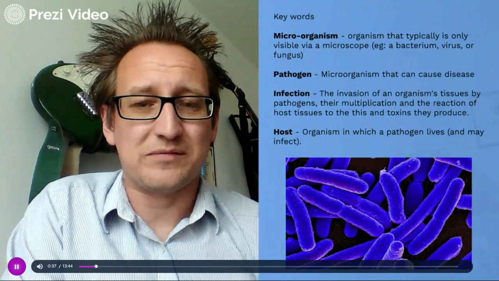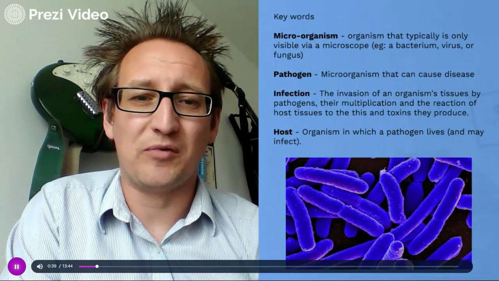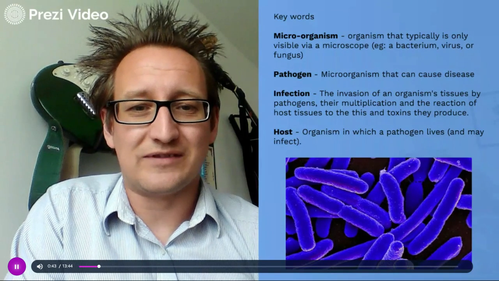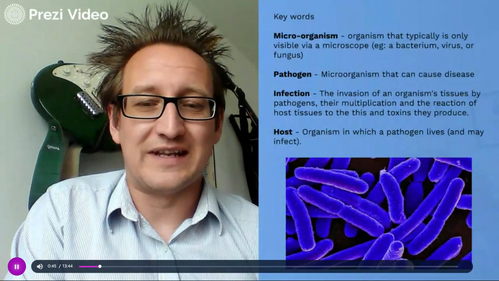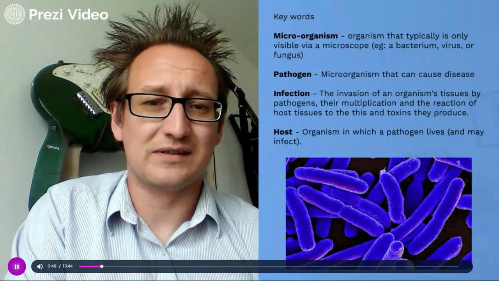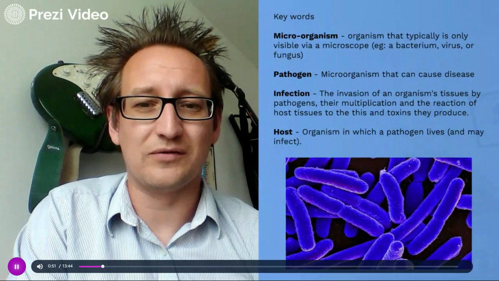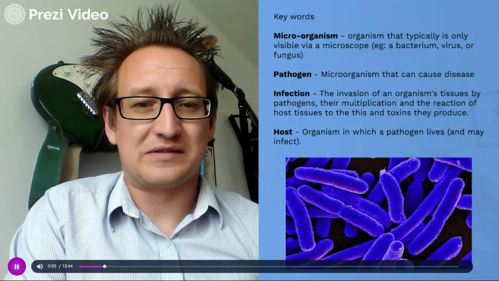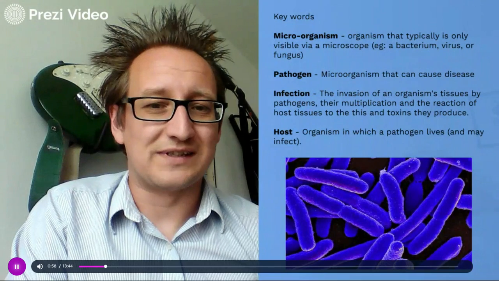So just to start off, some key words that we need to be really comfortable with. What we mean by a microorganism, when I say that word, is an organism that typically isn't visible to the naked eye. It needs a microscope to see it. So a bacterium, a virus, or a fungus. It's really important to note that microorganisms aren't all necessarily pathogenic. Pathogens specifically are microorganisms that cause disease.